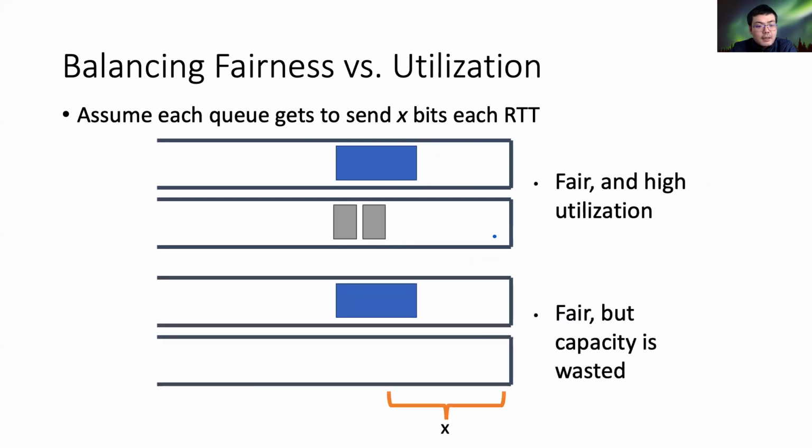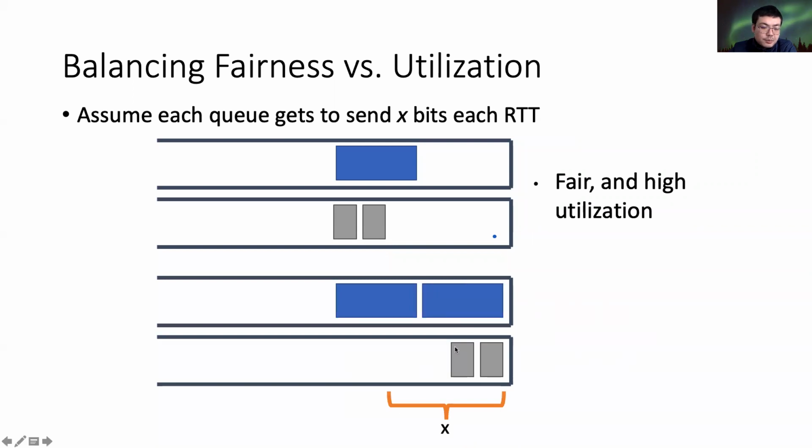So on the other hand, if you have this, right? So this one is ideal. It's fair and it's high utilization. But what if the second queue is not full? It doesn't have enough packets.